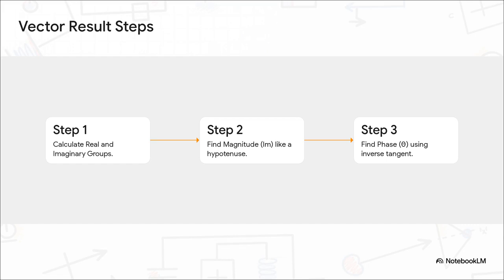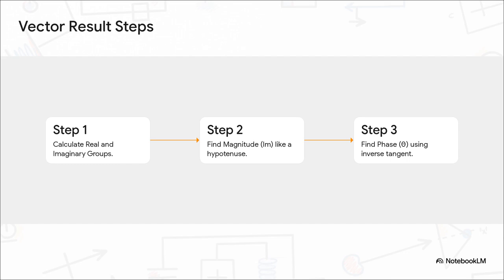Well, it's a quick 3-step process. Step 1 is exactly what we just did. Calculate your new real and imaginary groups. Step 2 is finding the magnitude, labeled IM. Notice that formula? It's the square root of your real group squared plus your imaginary group squared. Honestly, that's basically just the Pythagorean theorem. You're literally just finding the hypotenuse of a right triangle.